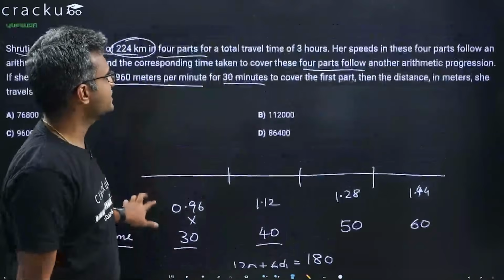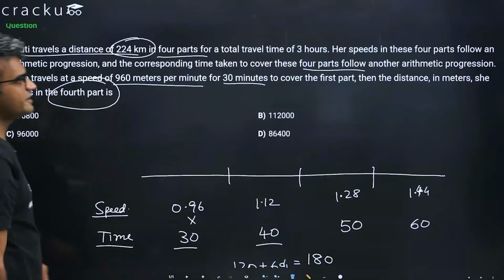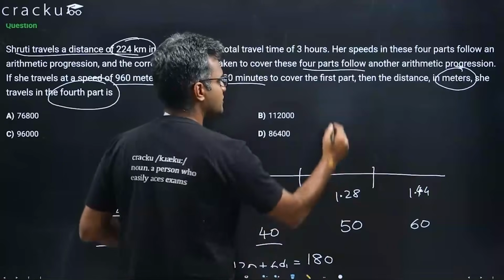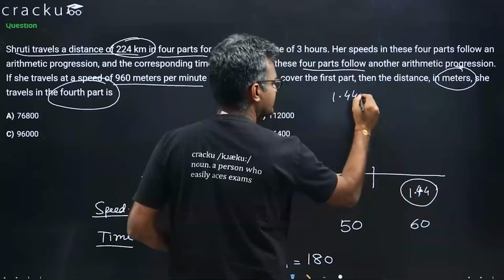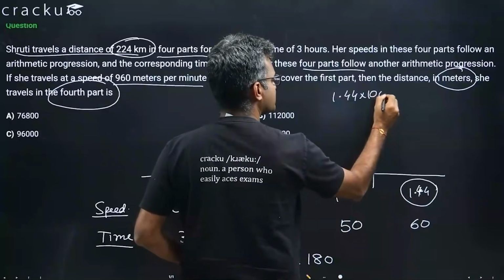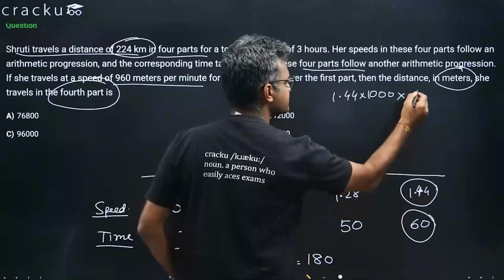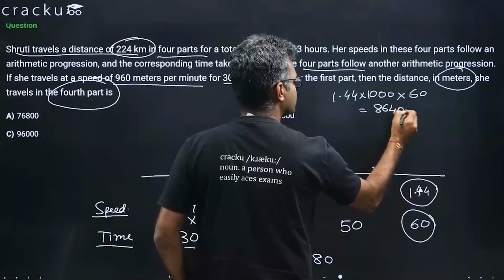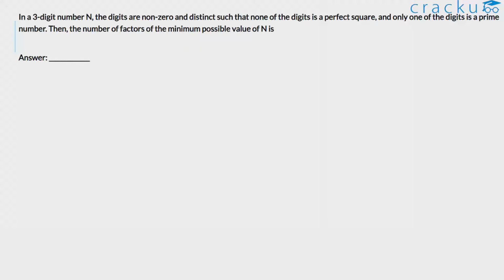We are asked to calculate the distance that she covered in the fourth part, and we have to express it in meters. So this will be equal to 1.44. This is the speed in kilometers, so you multiply it with 1000. And how much time did she travel? She traveled for 60 minutes. If you simplify this, this will be 86,400. So the answer for this question is option D.